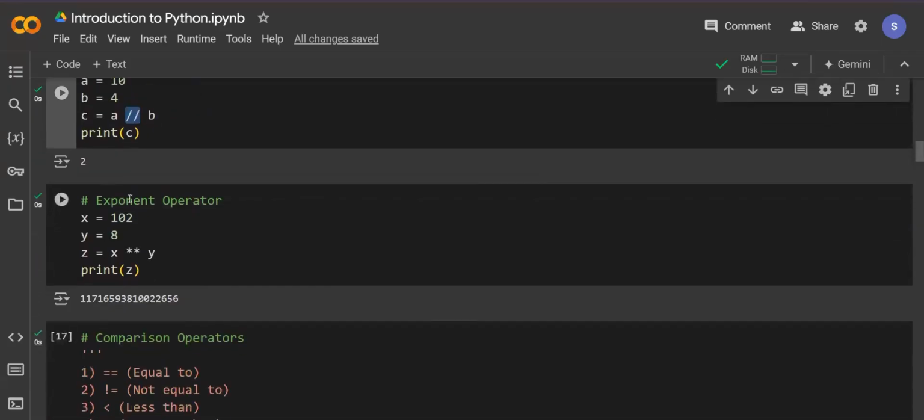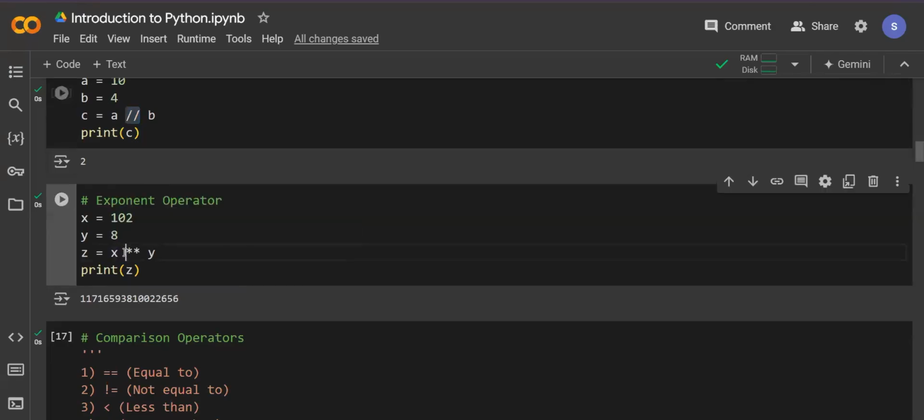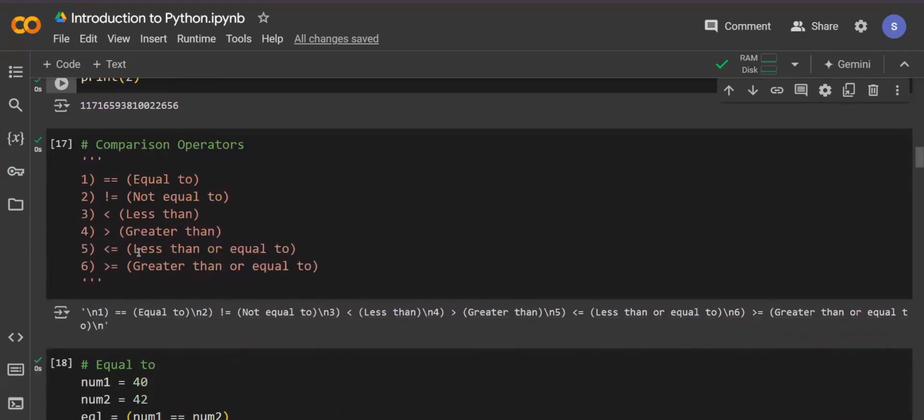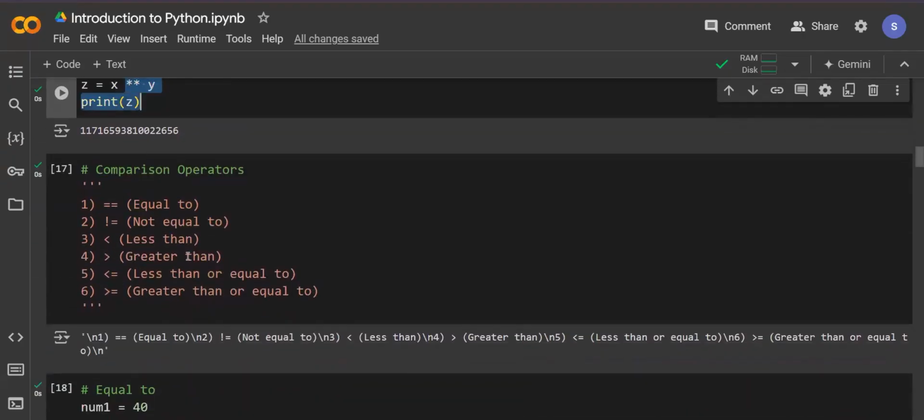Next, it is exponent operator. Exponent operator is nothing but if I want to find the power of something, let's say 2 power 3 or 3 power 3, any power. So basically we'll be using an operator called as an exponent operator. Next, we have used something called as a comparison: equal to, not equal to, less than, less than or equal to, greater than or equal to. I think everyone knows this.